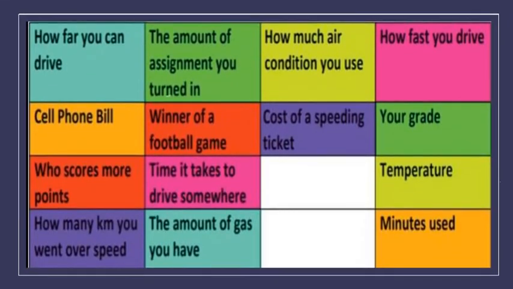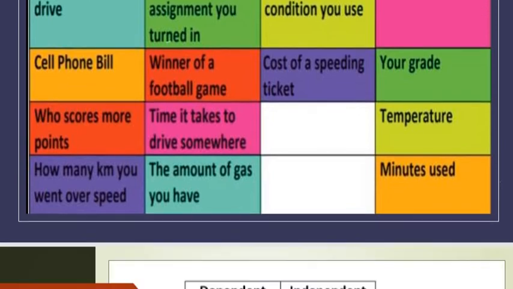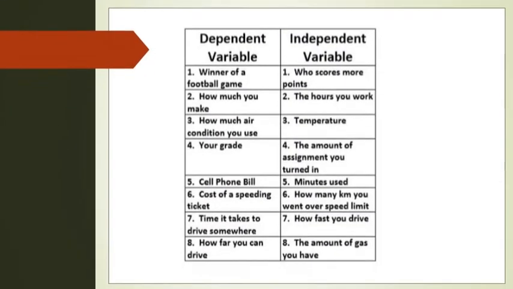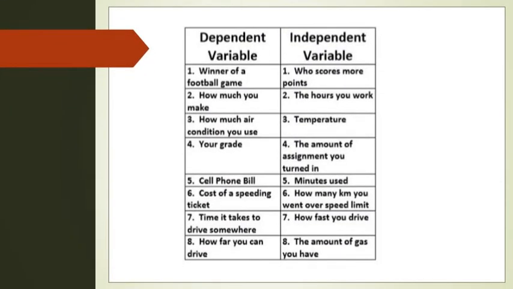Looking at this one, I have matched these all up. Look at the color-coded, and these will put it together. Then, right on this next slide, you see that these are all matched up. Like number 1, the winner of a football game depends upon who scores more points. Number 2, how much you make depends upon the number of hours you work. Number 3, how much air condition you use depends upon the temperature outside.